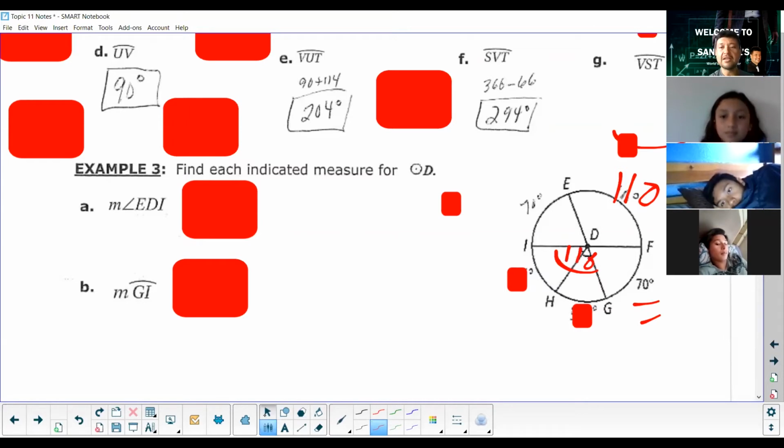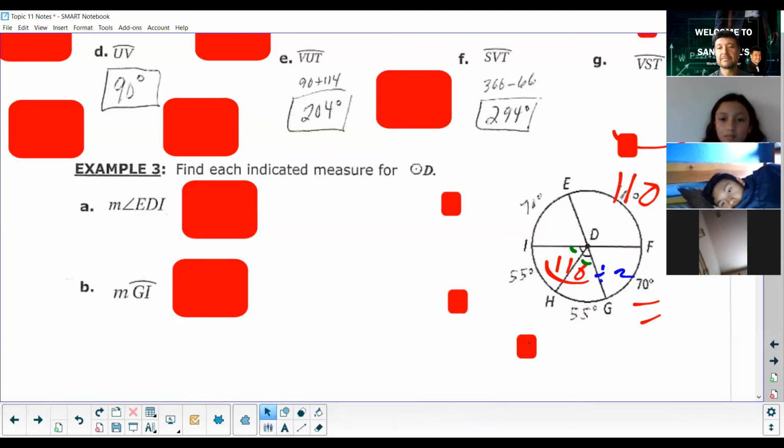One thing that I know you haven't learned, Celeste, because you haven't been in geometry, is that these little arcs right here mean that both of these are equal. So if you take 110 and divide it by 2, you're guaranteed that each of these is going to be 55. That's how we get that. Now let's read each of these angles. You see how it says measurement of EDI? In this case, we're going to be looking at it this way.